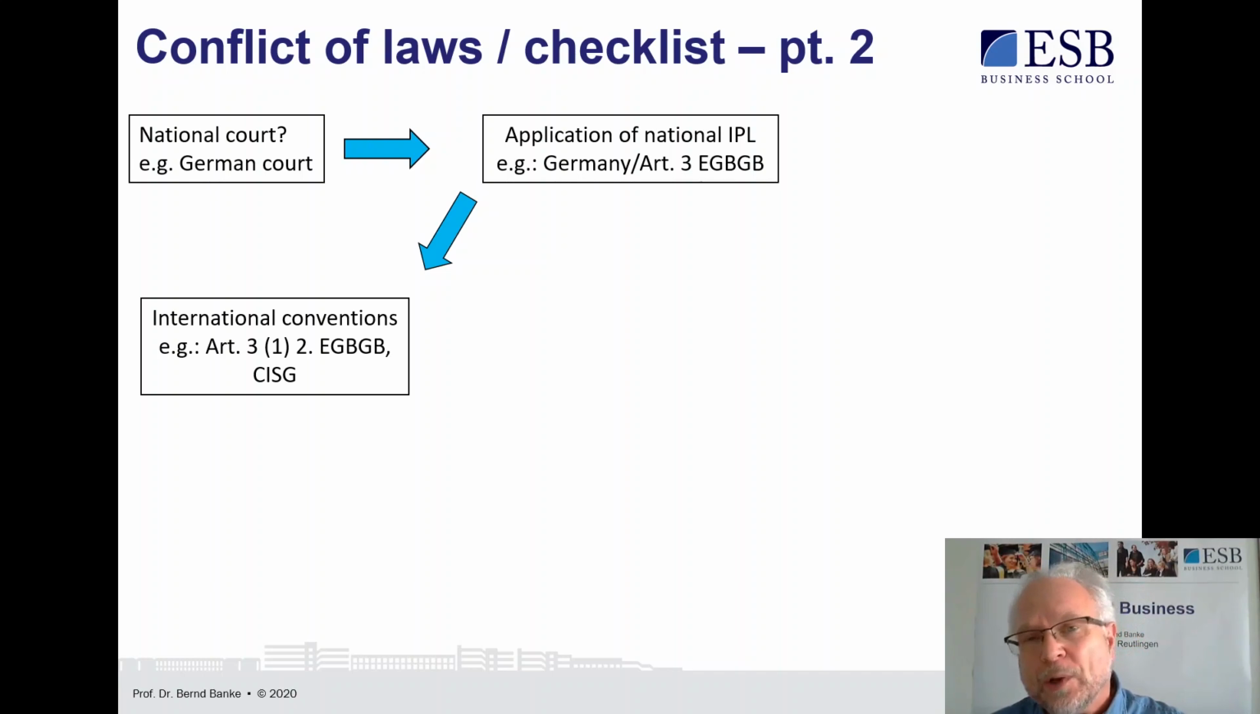Now, the only one we will be working with in this case study could be the CISG. It's an abbreviation for the Convention on International Sale of Goods. And would you now please get a copy of that, because we might need it in the next 10 minutes, okay? But first, before we move on with that, we move on with Article 3. So the German court will check that. Is there some kind of an international convention?